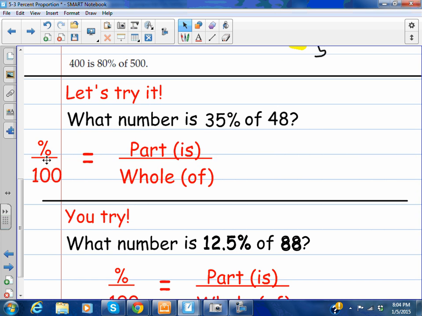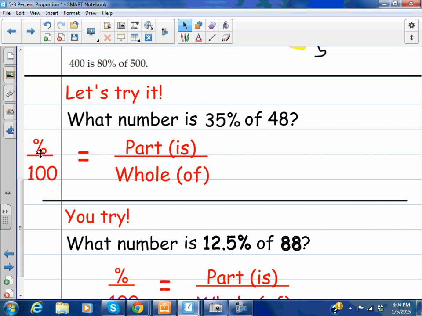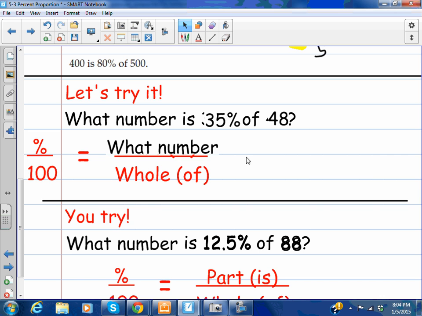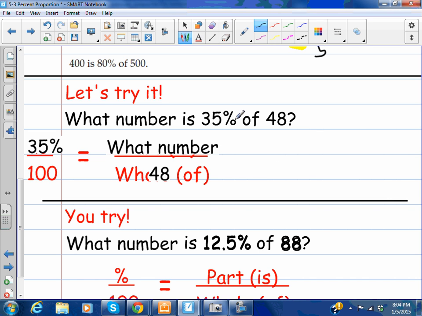So giving this a try here, what's going to go where? If we fill this in, we're looking for what number is 35% of 48. So we're looking for what number is. That means is, we don't know. So we're going to put this up in the is, our unknown, is 35% of, we do know, of 48. Let's fill it in just as you read. So then we have 35% is equal to what number out of 48? Okay? Do your cross products.